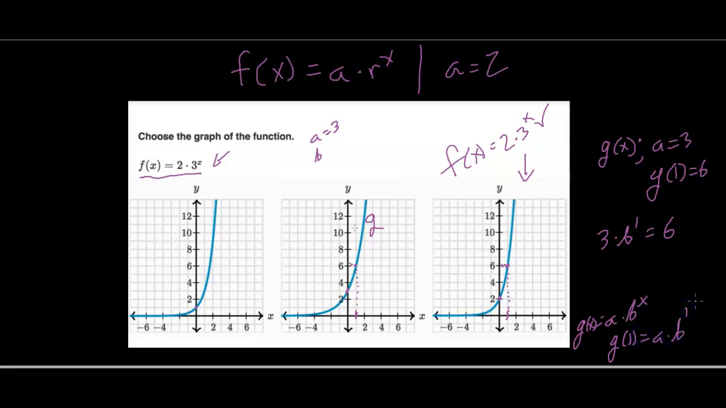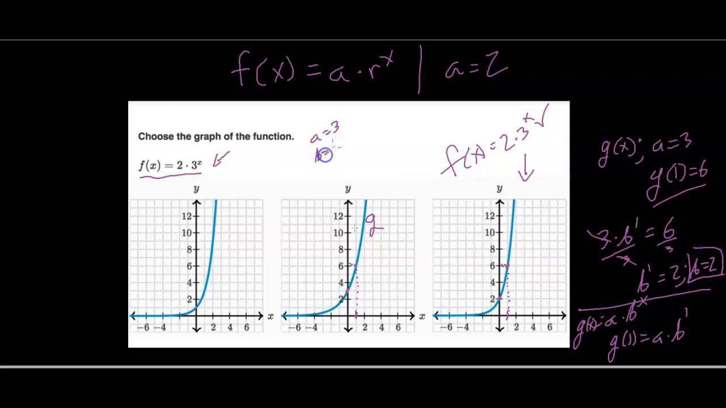And we know that a is equal to positive 3, so this becomes 3 times b to the first power. And we know from the graph that this is also equal to 6. So 3 times b to the first power is equal to positive 6. We can divide both sides by 3 to get b by itself. b to the first power is equal to 2, which means b to the first power is just b. So this means b is equal to 2, all right?